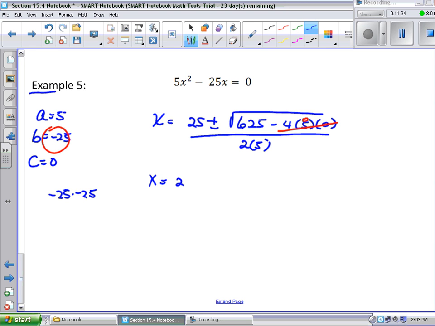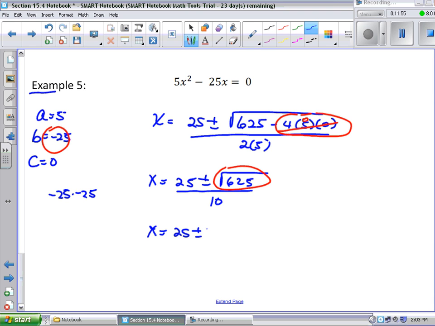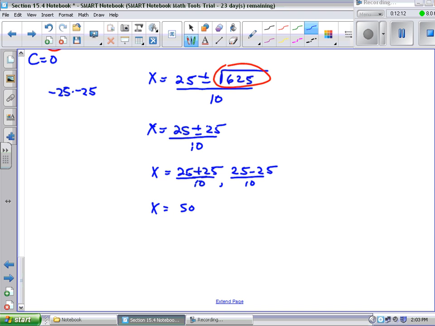So now we'll have x is equal to 25 plus or minus the square root of 625. Remember, this whole portion turned into 0, over 10. So now we have x is equal to 25 plus or minus the square root of 625, which is 25, over 10. So when we split it, we'll have x is equal to 25 plus 25 over 10, and we'll have x is equal to 25 minus 25 over 10. So we'll have x is equal to 50 over 10 and 0 over 10, or we'll have x is equal to 5 and 0. And those are the two answers that you will type into the calculator, 5, 0.